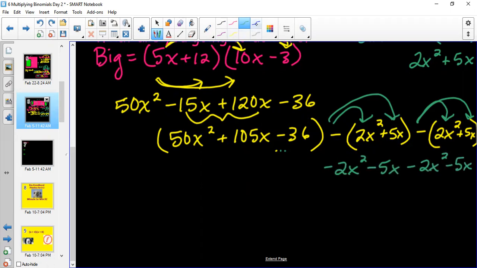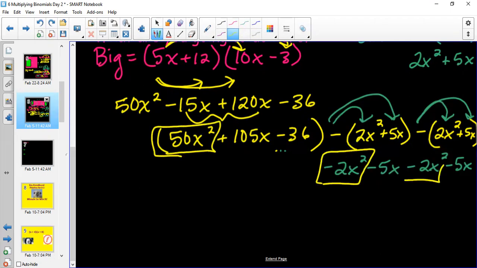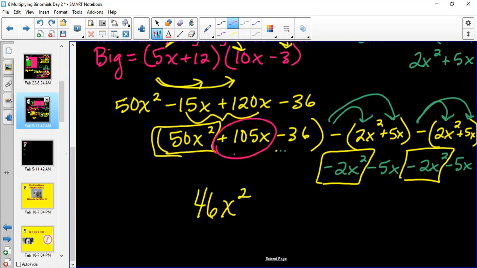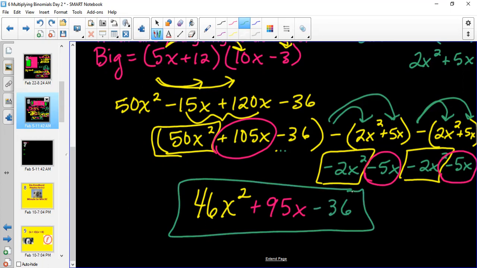All right, so let's combine our like terms. I'm going to start with the squareds. 50x squared minus 2x squared minus another 2x squared. That would give us 46x squared. I'm going to do our x terms. So 105 minus 5 minus another 5 would give us 95x. And last we have our negative 36 with nothing to combine it with. That would have been our final answer.